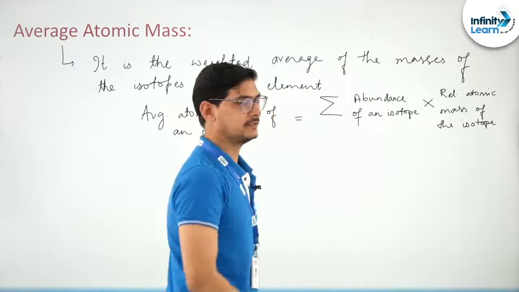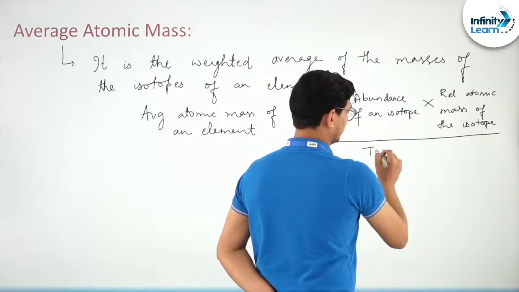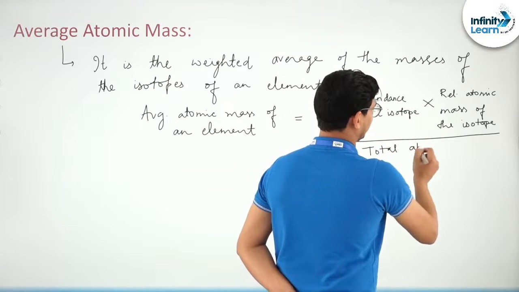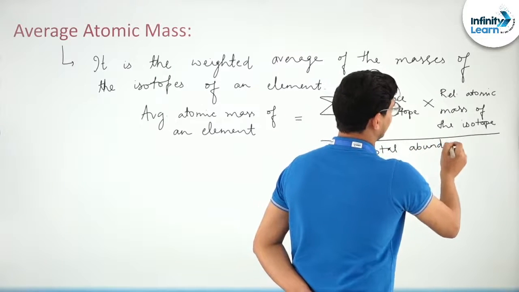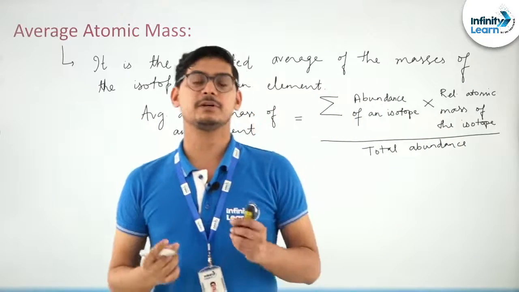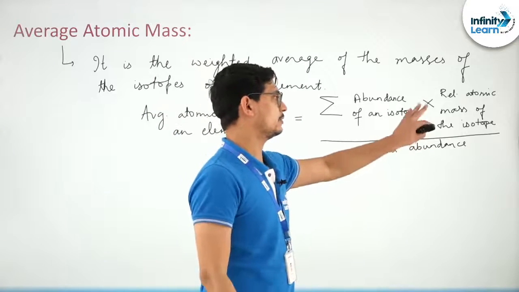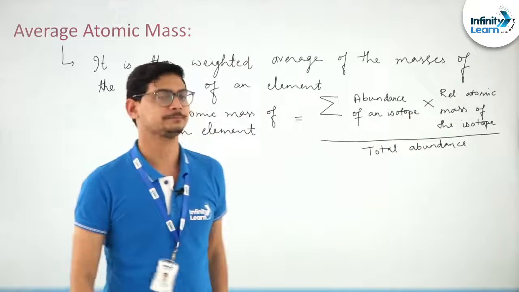And you obviously divide this number by total abundance, which may be a fraction. If the abundances are expressed in fractions, then the total abundance will be 1, and if the abundances are expressed in percentages, then the total abundance will be 100. So I have written a general formula, right?